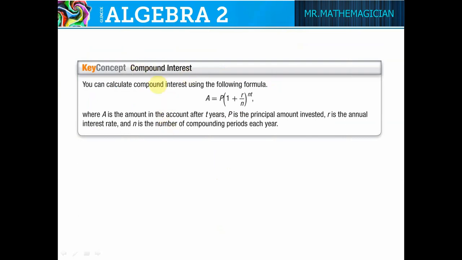Now, compound interest. You can calculate compound interest using the following formula: A equals P times 1 plus r over n, all to the power of nt. A is the amount in the account after t years, meaning A is your final balance. P is the principal amount invested, the original money, the capital money, the deposited money. R is the annual interest rate. N is the number of compounding periods each year. And of course, T is the number of years that you are going to leave your money in this kind of investment.